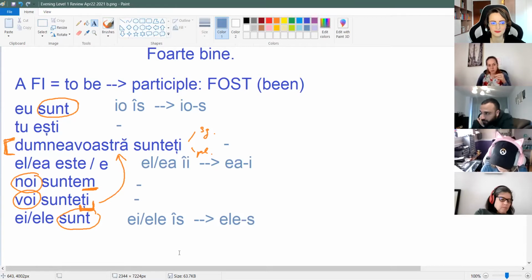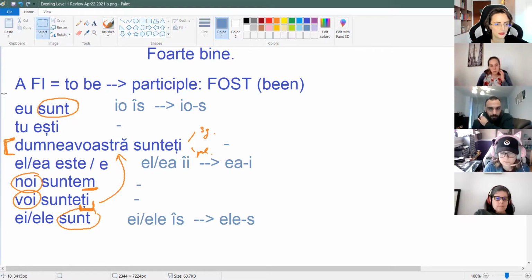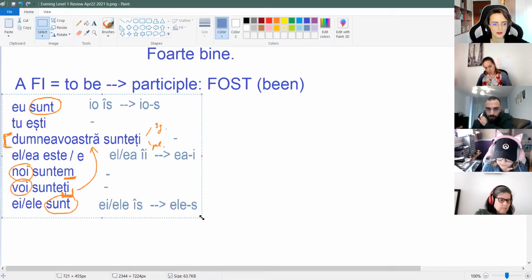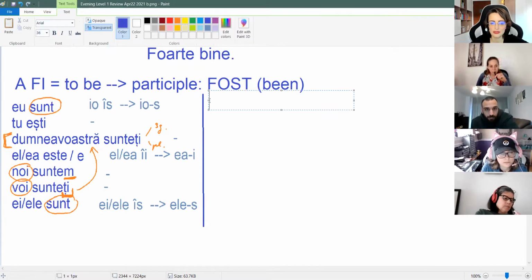Okay. Good. I'm gonna make this smaller to create a bit of room because I also want us to review the negative forms. So do you remember how to say I am not, you are not, and so on? How do you put these in a negative form? You put nu in front of the verb. So nu always goes in front of the verb. That's a good thing to remember.